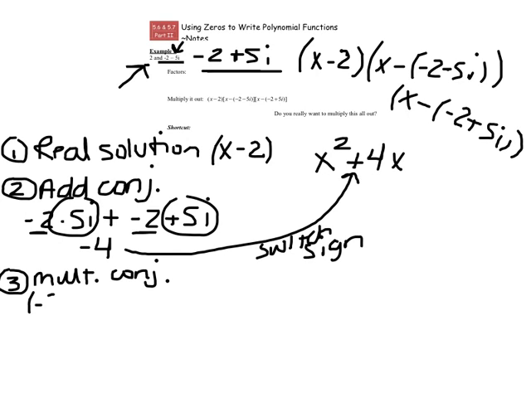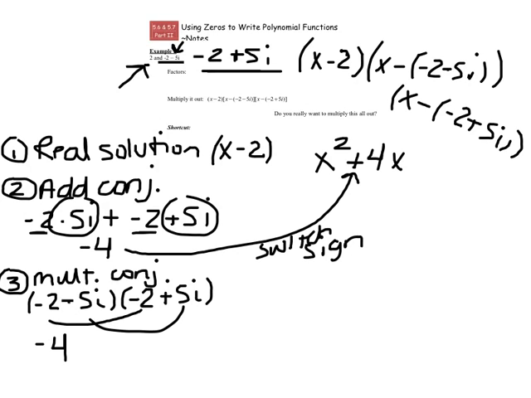So we have negative 2 minus 5i, and then we have negative 2 plus 5i. Okay, so if we go ahead and multiply, we know that conjugates, we can multiply the first and last terms. So negative 2 times negative 2 is negative 4. Then we have last terms. Negative 5i times positive 5i is a negative 5i squared.